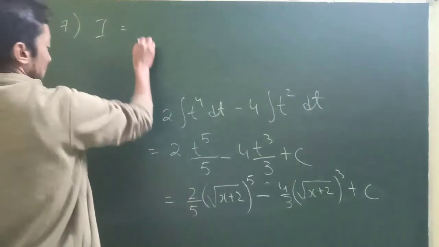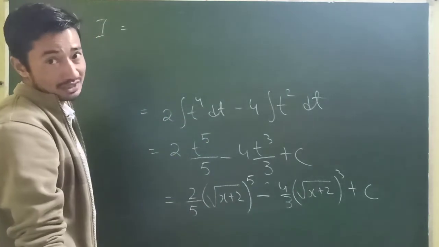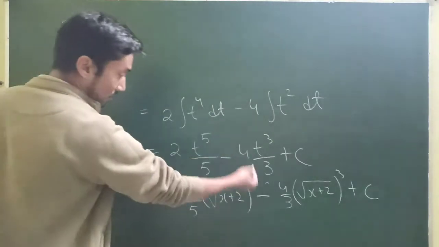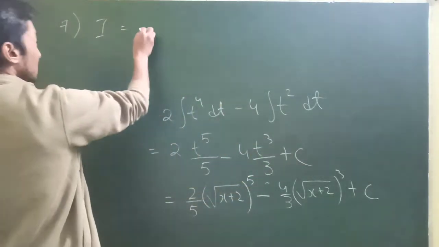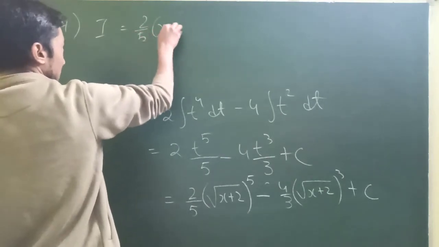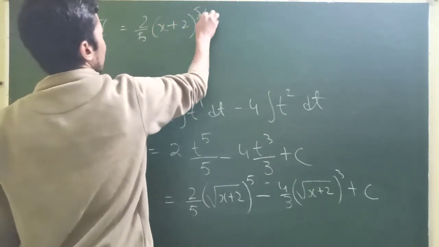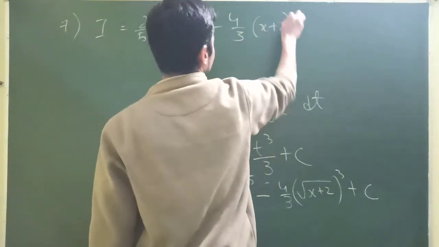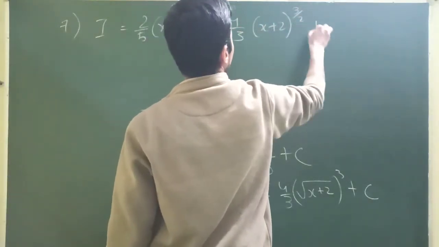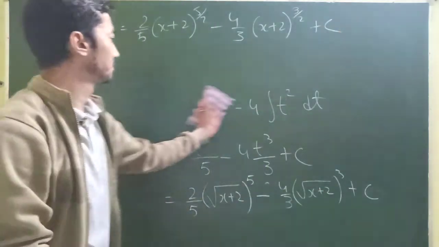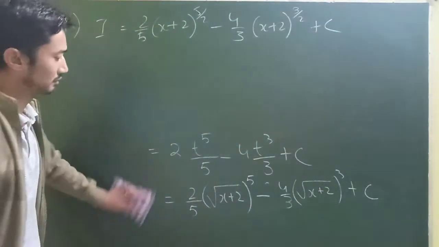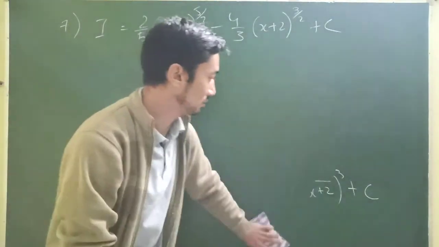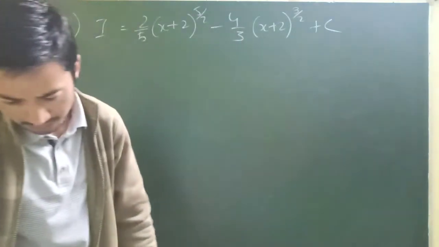So now root over, I don't have to explain that to you in class 12. Square root means 1 by 2. 1 by 2 into 5, 5 by 2. So that becomes 2 by 5, (x plus 2) to the power 5 by 2, minus 4 by 3, (x plus 2) to the power 3 by 2 (1 by 2 into 3), plus c. Okay? So that is done. So next what shall we do?